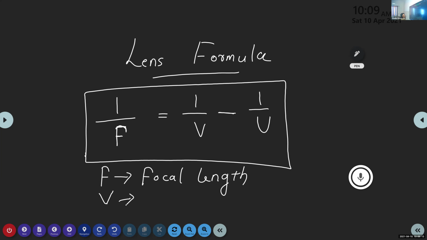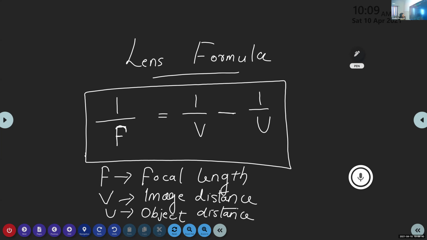Can you recall what is V? It is the image distance. Yes, very good. Then what is U? What about U? Very good. It is the object distance. Very good, students.